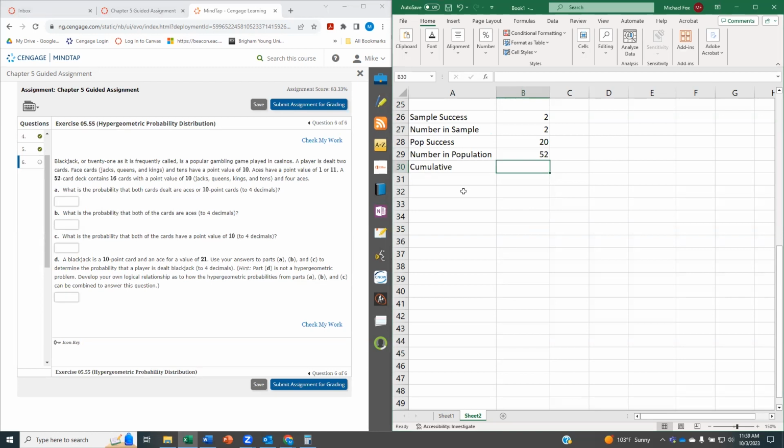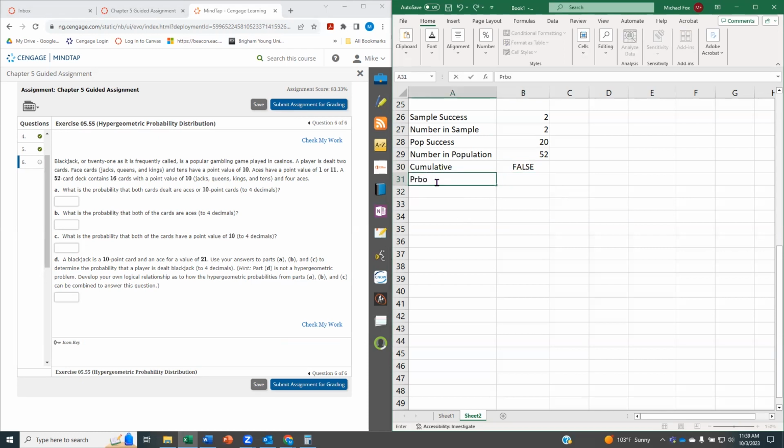So we're saying, what's the probability that I get 2 cards that are either 10-point cards or aces out of drawing 2 when there's 20 of those type of cards out of 52 in the whole population? And in this case, we're saying, exactly. So we're going to say false.